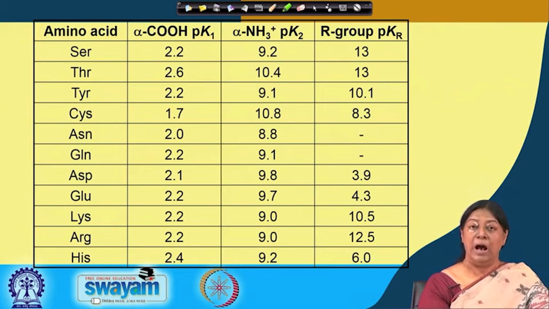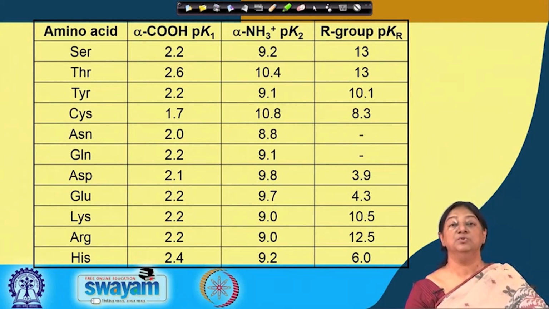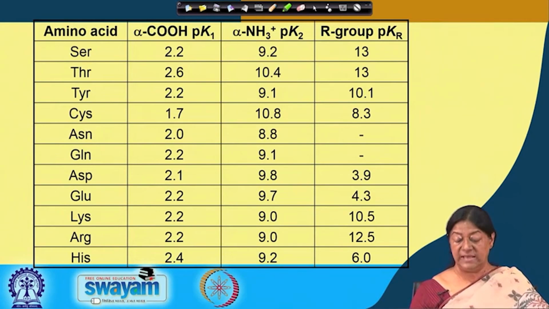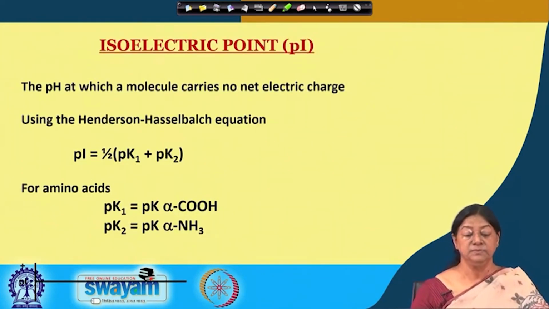We will show you how we can determine the pi value of a side chain that is ionizable. How do I determine the pi value of glutamic acid? We will see that in the next class.